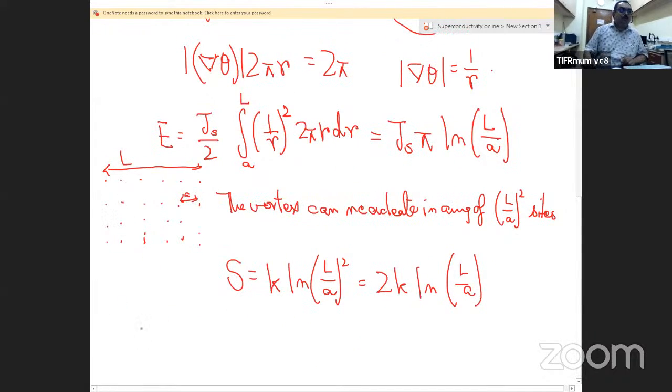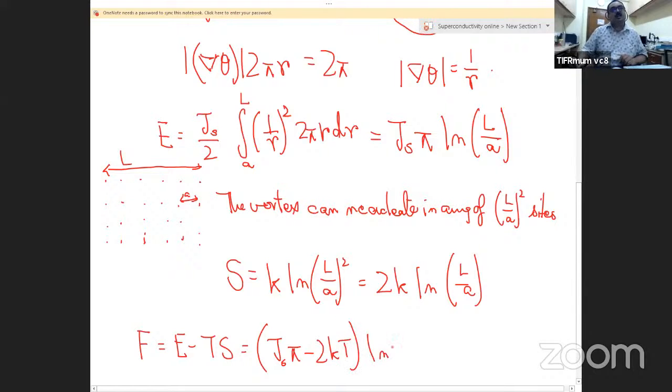And therefore, the free energy, which is E minus TS, becomes Jsπ minus 2kT log(L/a).